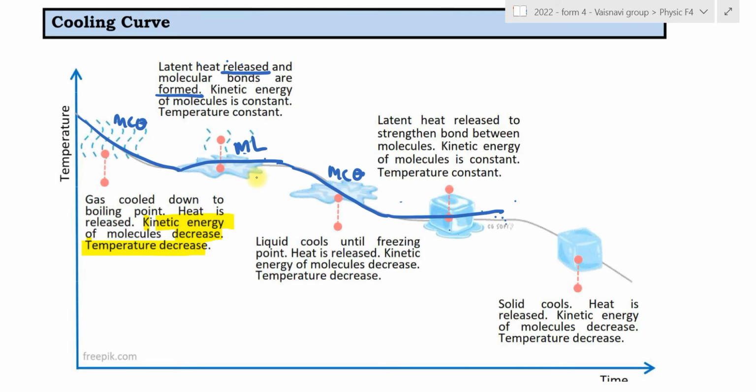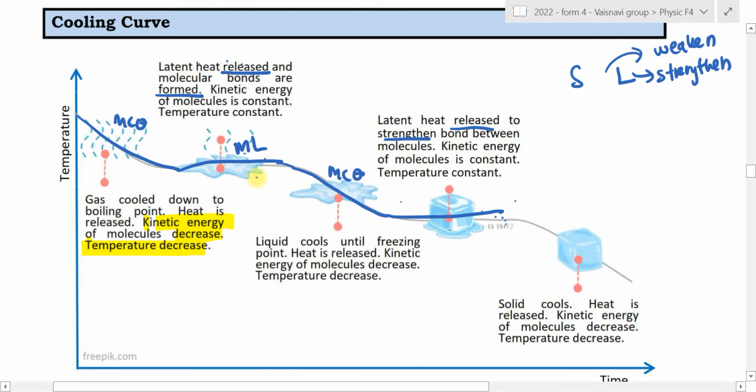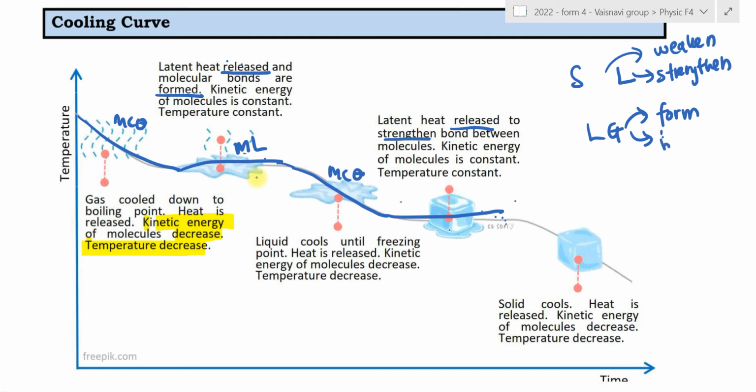So latent heat is released to strengthen the bond between the molecules. Okay. Between solid and liquid, the terminology you need to use is weaken or strengthen. Between liquid and gas, you form or you break the force of attraction, the chemical bond between molecules.